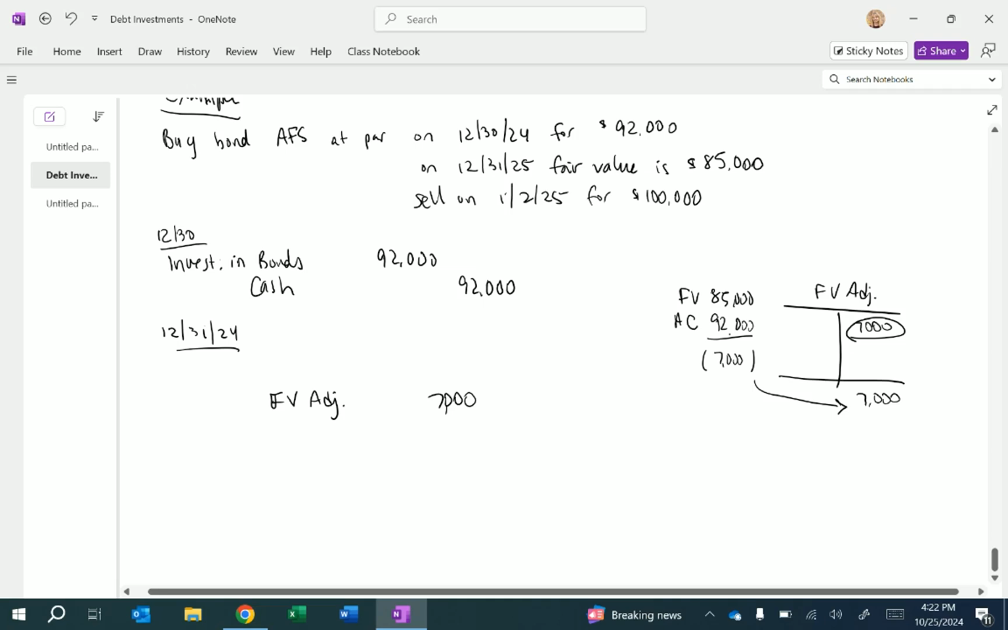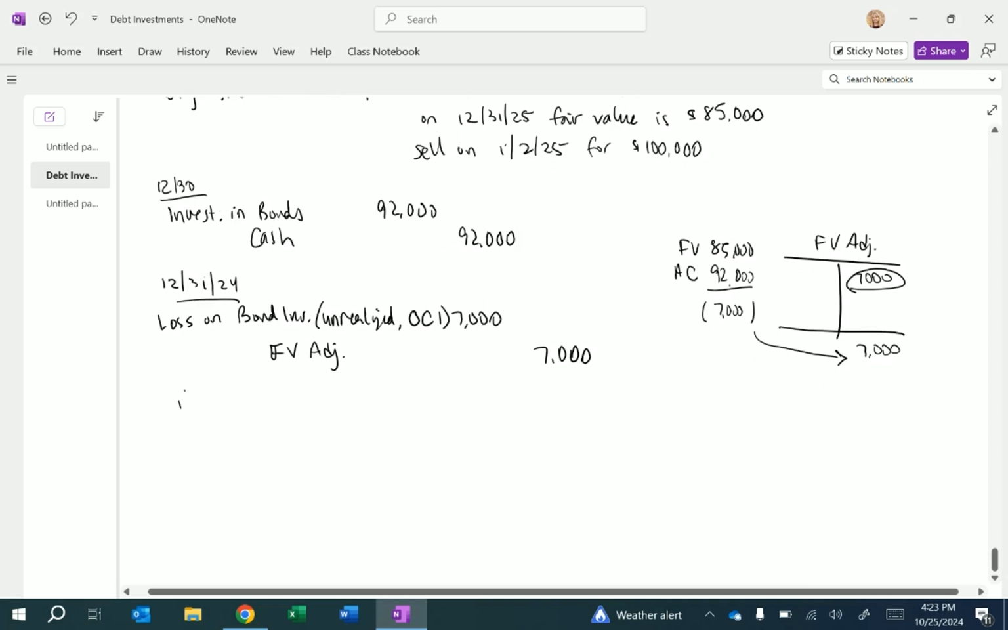And what is our debit going to be? Loss on bond investment. And it's available for sale. Of course, it's unrealized. And because it's available for sale, it's going to be reported in other comprehensive income. Okay, so far. Now, the next day, January 2nd, we sell it.